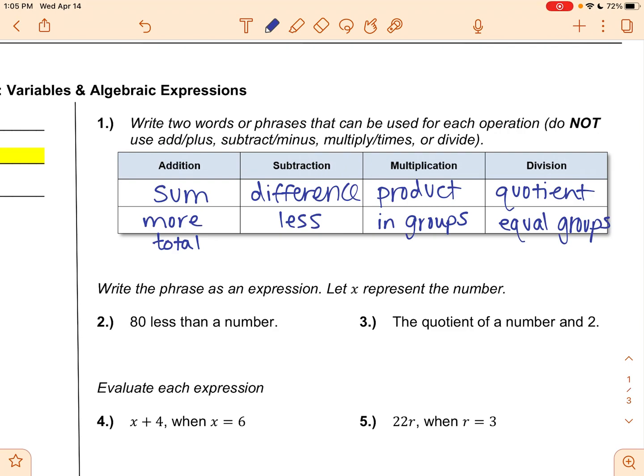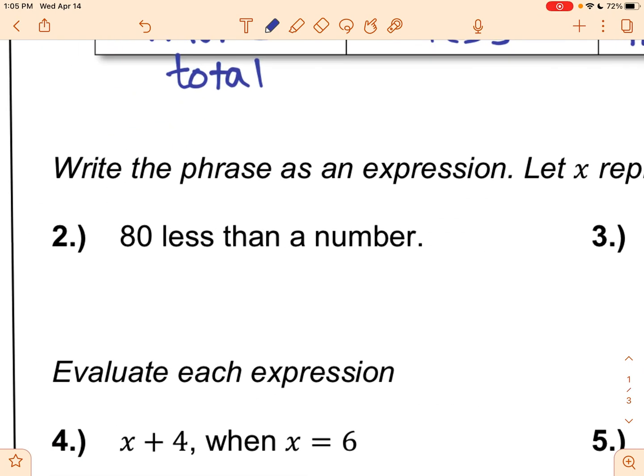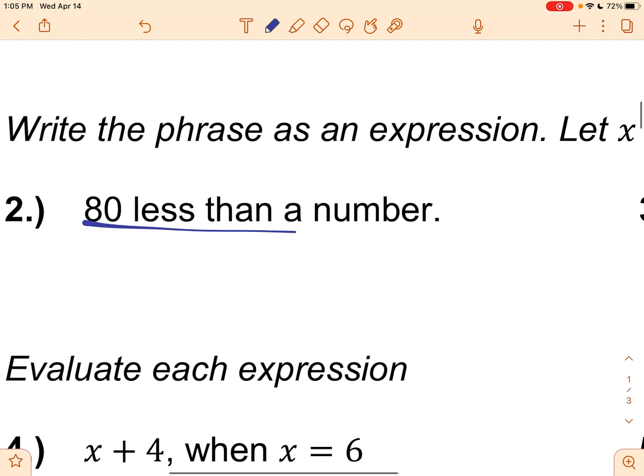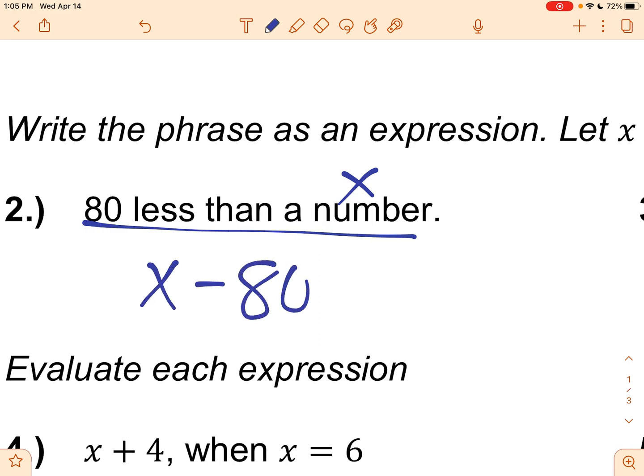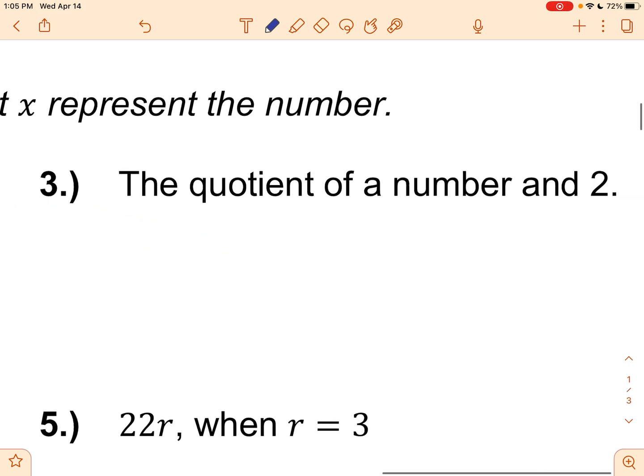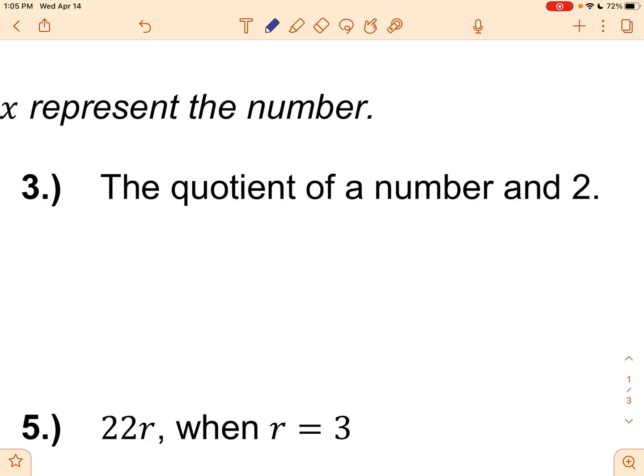Number 2, write the phrase as an expression. Let x represent the number. So we are taking 80 less than a number. So remember that number is x. We don't know that. So we're taking 80 less than this number. So x minus 80. Number 3, the quotient of a number and 2. Remember our number is x. So the quotient of x divided by 2.